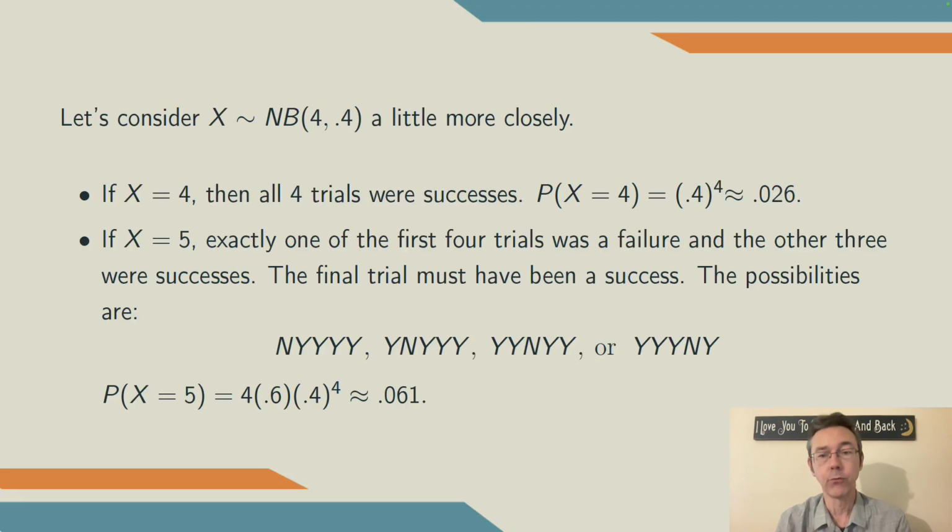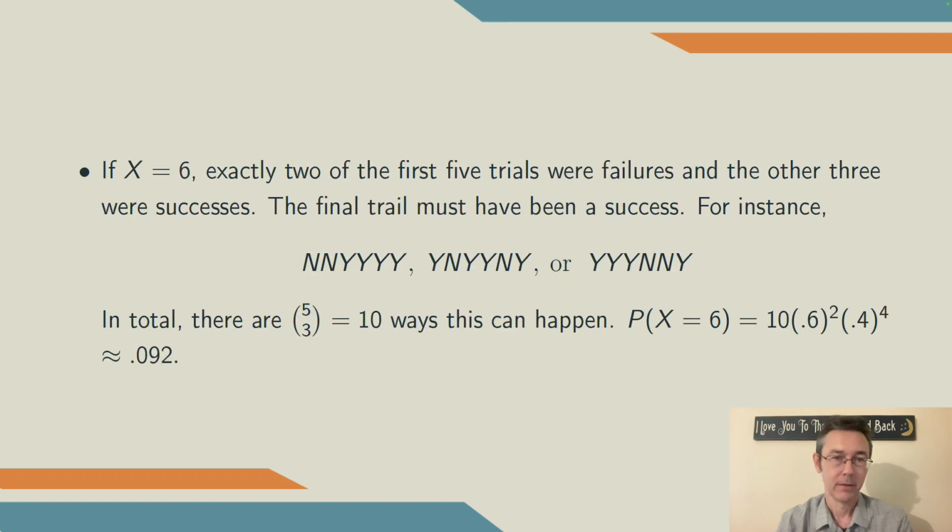For x equals 5, you have to have exactly 1 failure, and it actually has to come in one of the first 4 trials, because the last trial has to be a success if that's where you stop. So I've listed the 4 possibilities here. They're things like N, Y, Y, Y, Y. And each one has probability 0.6 times 0.4 to the 4th, because you have 1 failure and 4 successes in these independent trials. There's 4 ways that can happen. All the probabilities are the same, so 4 times that. We get about 0.061.